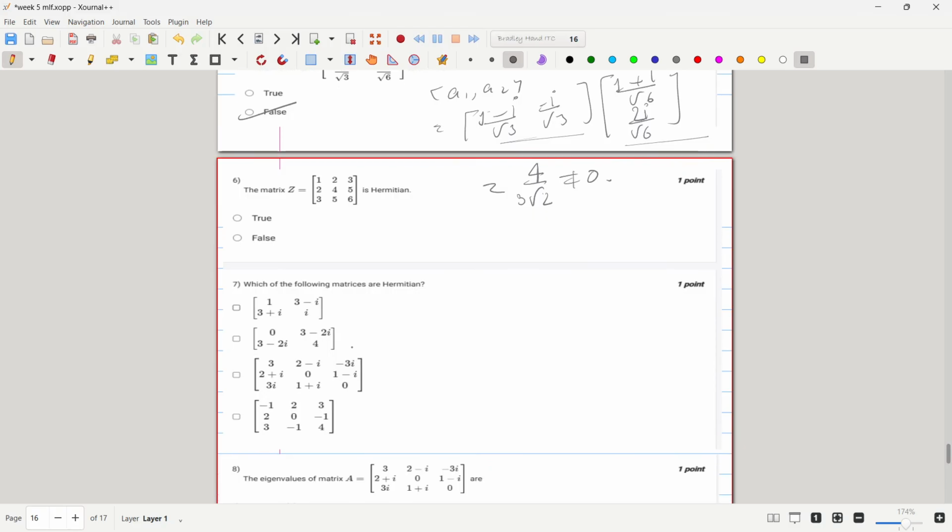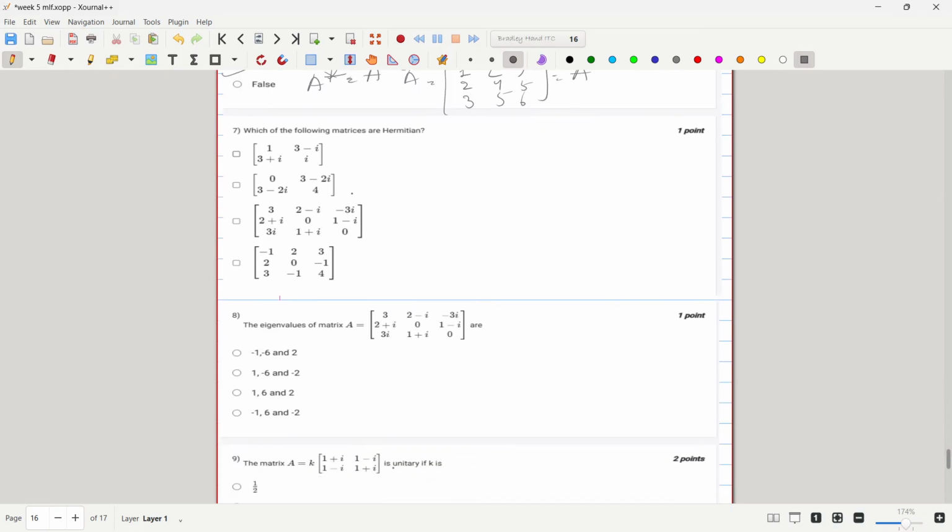The matrix Z is Hermitian. What is the definition? A given matrix A is Hermitian if and only if A conjugate transpose is equal to A. So you can see that the matrix is 1, 2, 3; 2, 4, 5; and 3, 5, 6. If you find the conjugate transpose, this will be 1, 2, 3; 2, 4, 5; and 3, 5, 6. That means this is equal to the real matrix. So this is a Hermitian matrix.